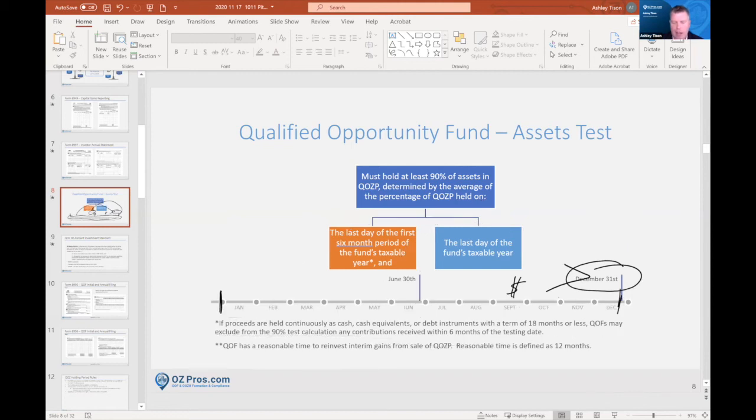So depending on when it came in, if it came in on January 1st, you've effectively got a year. If it comes in on June 29th, you've effectively got 6 months. But you've got whatever the balance of that 6 month is till the deadline, and then another 6 months to deploy it into Opportunity Zone property.